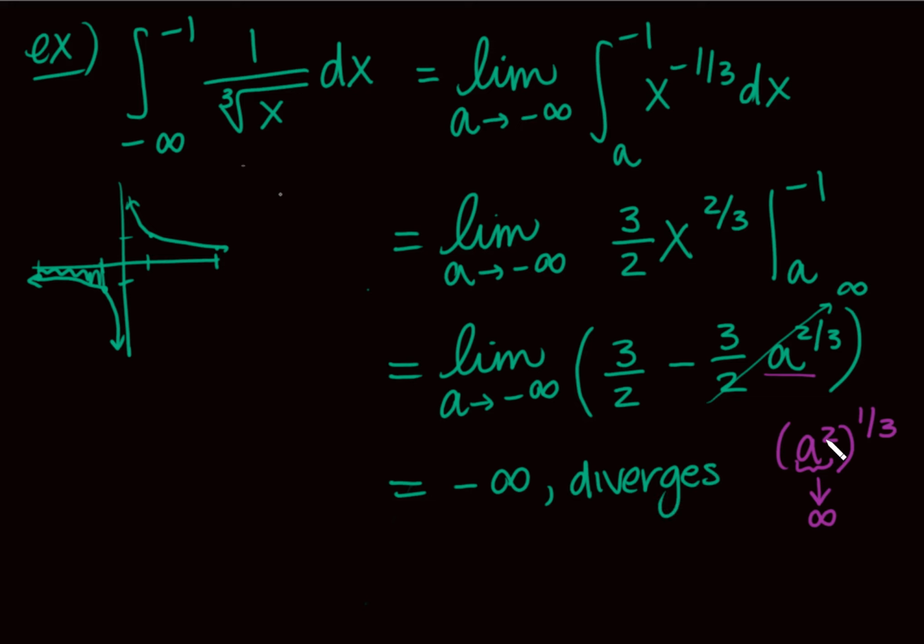If that guy had stayed in the denominator, which it didn't, but if 1 over a to the 2/3 had been my answer, that guy would go to 0. But a to the 2/3, as a gets really, really big, is going to infinity. I hope that makes sense. I know these infinite limits can be kind of tough.